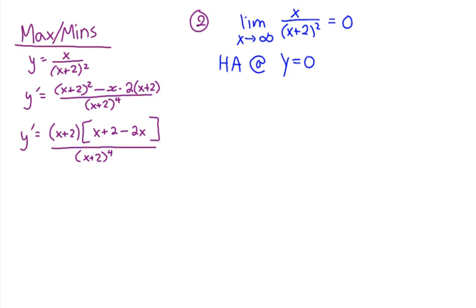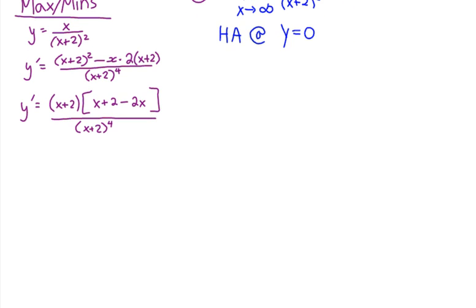So what can we do with the x plus 2's now? Cancel one of them, so that the denominator becomes (x plus 2) cubed. And what is x plus 2 minus 2x? 2 minus x. Okay, so what are my critical values? Tell me all my critical values.